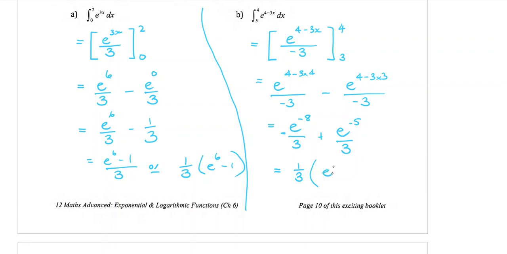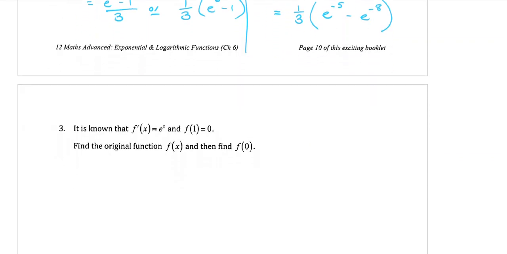I would probably even switch those around so that the negative one's in that second position, just to make it look a little bit nicer. All right, we happy with that? Yes, good. All right, over the page.